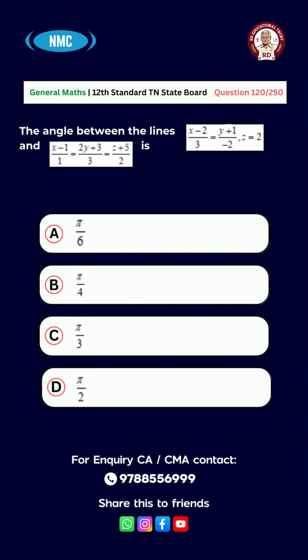Question number 120. The angle between the lines (x − 2)/3 = (y + 1)/(−2), z = 2 and (x − 1)/1 = (2y + 3)/3 = (z + 5)/2 is: option A, π/6; option B, π/4; option C, π/3; option D, π/2. The correct option is option D, π/2.